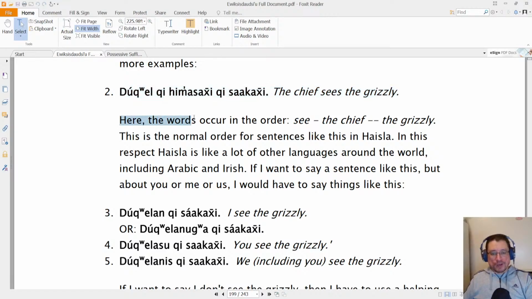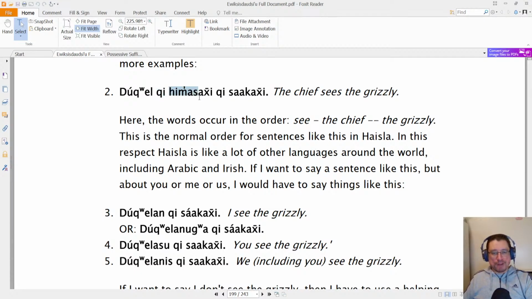So he goes on to explain how this works. Here, the words occur in this order. So, see the chief, the grizzly. So, dukwul is see. Ke means the, but it also means away. So, it's describing something in terms of its location. So, it's not close to me, the person who's speaking. It's not close to you, the person who's listening. It's somewhere else. It's further away.